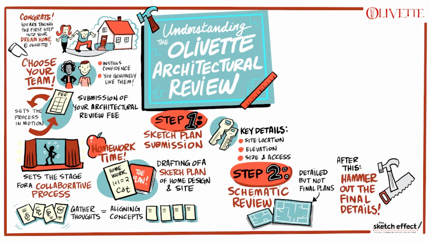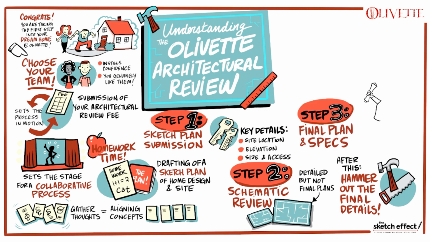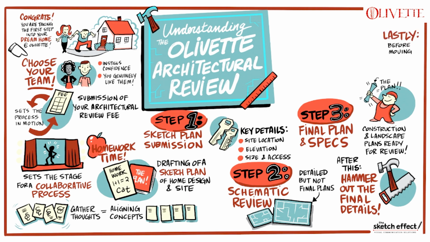After this important step, it's time to hammer out the final details of your new home design. Which brings us to Step 3, Final Plan and Specifications. This is the final plan submission. At this stage, the construction and landscape plans have been set and ready for final review. Again, all of the required elements for submission are outlined in the Architectural Review Guidelines and should be submitted digitally and in a printed, scaled plan set. Upon receipt of the required elements, we will schedule the final design review meeting.